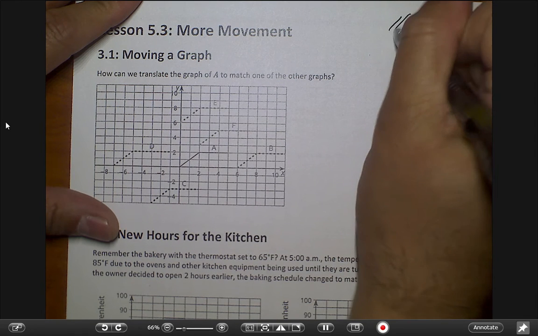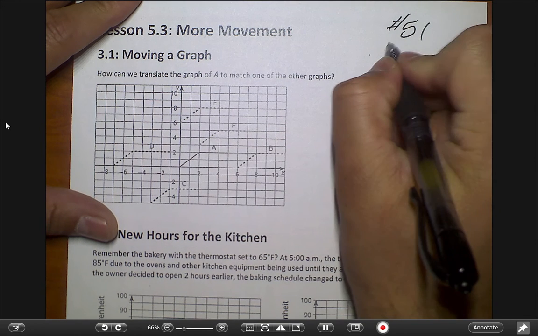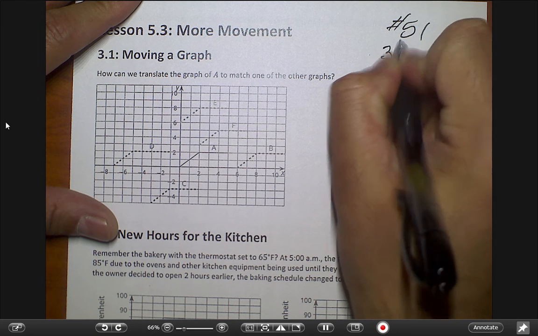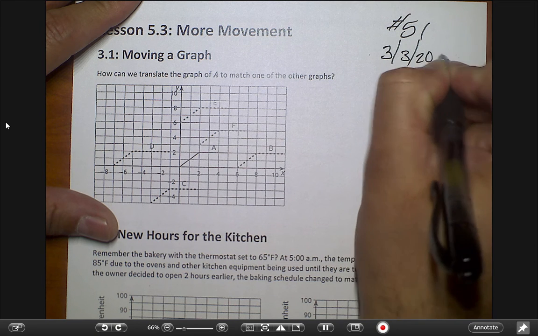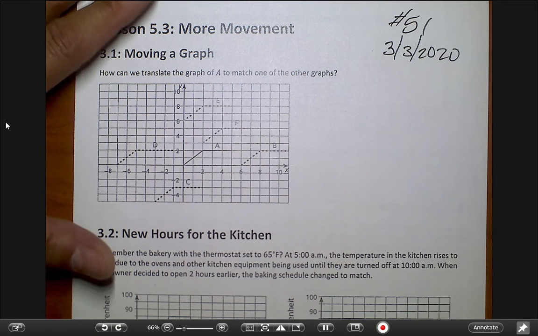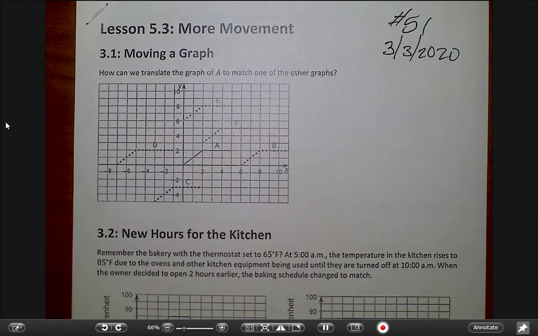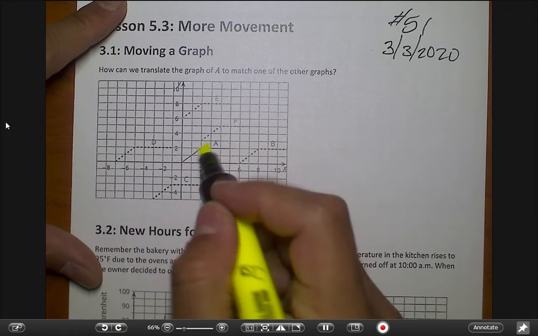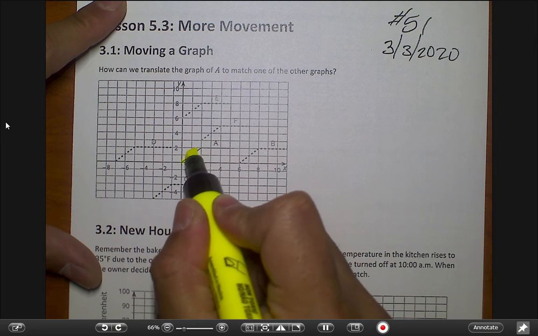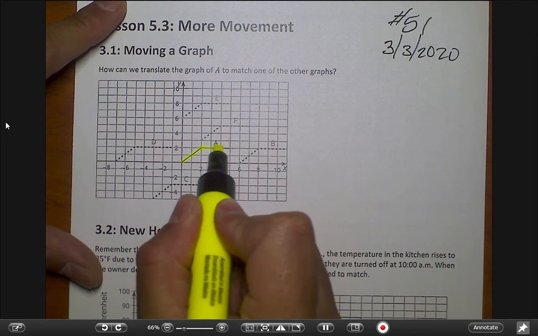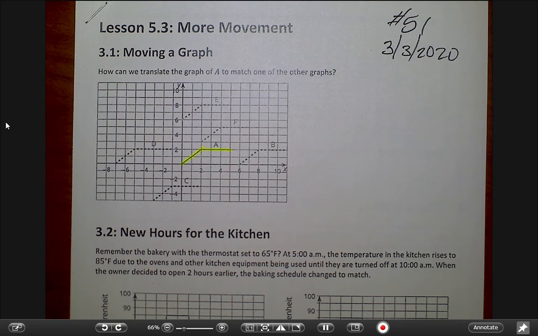51. Today's date? There we go, 2020s. Now, on this problem right here, I'm going to start with identifying where A is, because it is kind of hard to see for those people following along at home, where it should be, Rafa.